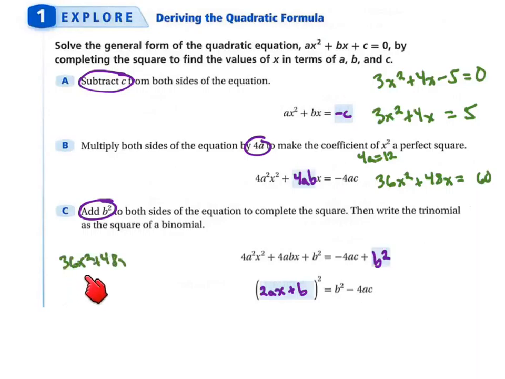Okay, so there's my green one. I had 36x squared plus 48x. To complete the square, I added b squared, so that's 16 to both sides. Because remember, my b is 4. Way up here, there's my b is 4. Okay, so I added 16 to both sides. Factor this perfect square trinomial into a squared binomial: 6x plus 4 squared equals 76. Okay, so now we're at the same spot.